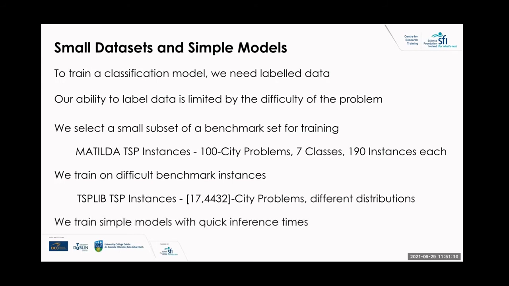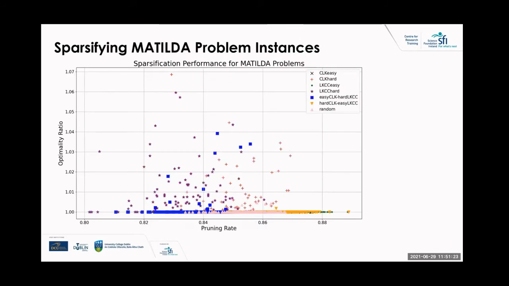We train simple models as well to make sure that the inference times are quick. So this means we restrict ourselves to very, very simple models for classification, such as logistic regression models, or slightly more complicated models or complex models, such as support vector machines.